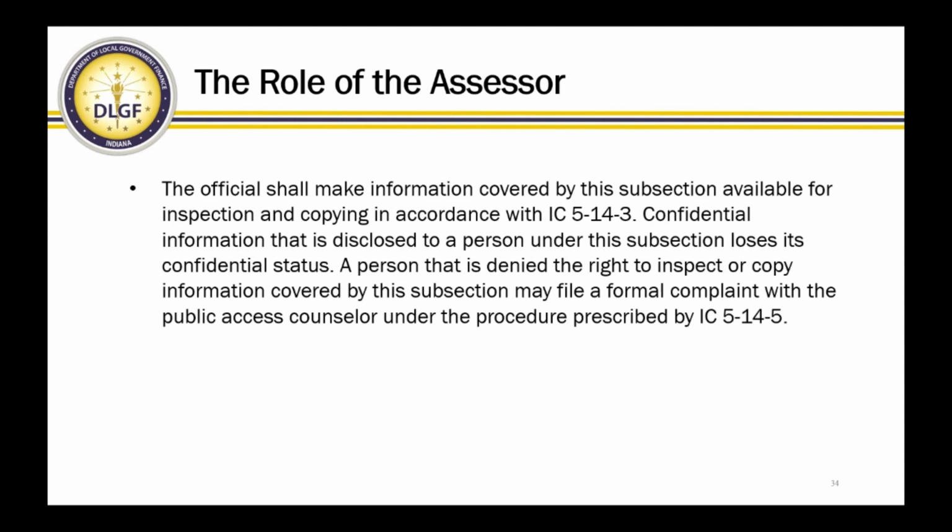So if confidential information is disclosed, a person that is denied the right to inspect or copy information could file a complaint with the public access counselor. So that's why I suggested maybe being proactive and contacting the public access counselor if you did have any specific questions, or you were not certain whether or not that information could be disclosed. You may want to do that ahead of time, because you could potentially have a person saying, hey, I tried to get this public information from my assessor. The assessor denied me the information, and the public access counselor could potentially rule against you and say you must divulge it. So is it better to be proactive or reactive?